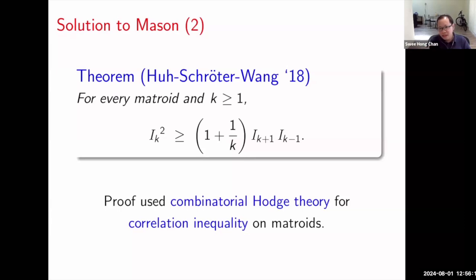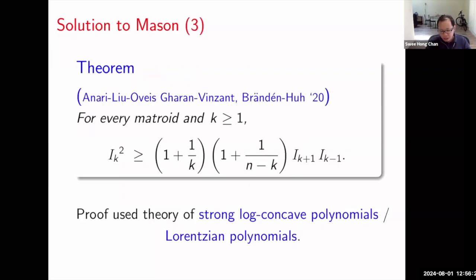And at the end, that proves after some calculation the strong log-concavity. And finally, maybe two years after that, it was proved independently by Anari, Liu, Oveis Gharan, and Vinzant, and also by Brändén and Huh, that this sequence actually satisfies ultra log-concavity. And the proof is already a bit different. They use Lorentzian polynomials, which is a slight modification of Hodge theory, to prove this theorem.